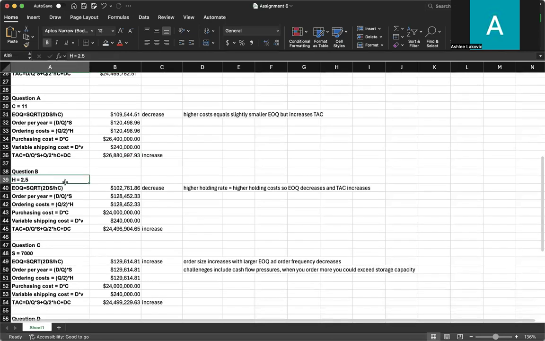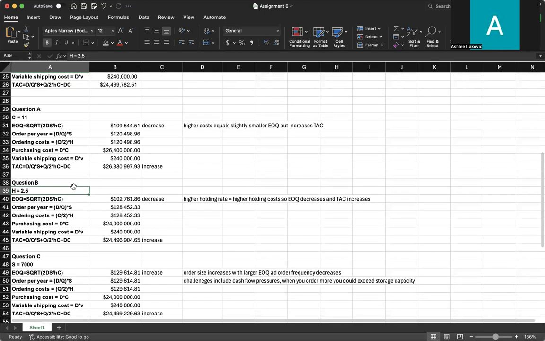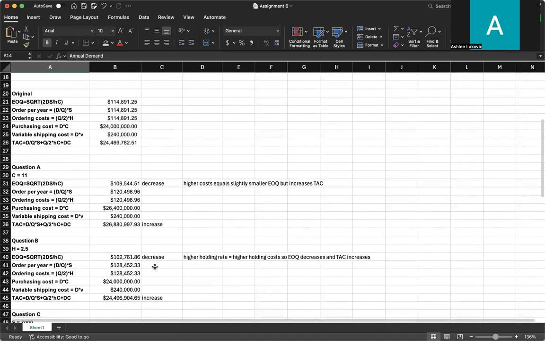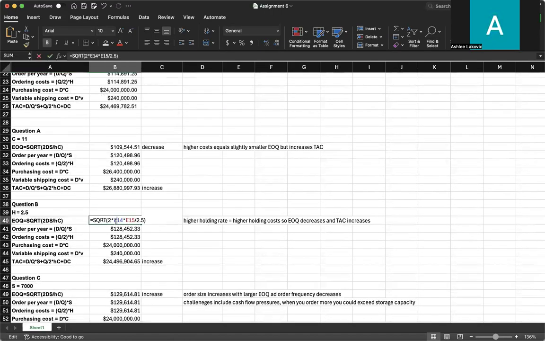Question B, we move on to the holding cost, which now goes up from 2 to 2.5. So as we can see here, that's changed in our equation.